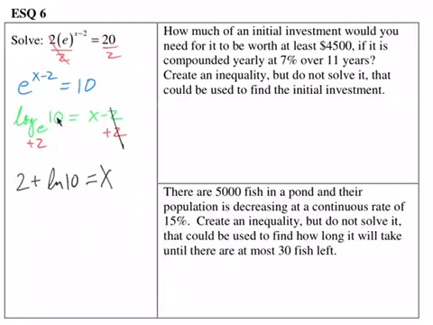Because log base e of 10 is ln 10, and I put the 2 in front because if you put it behind, you're going to make that a 12, possibly, and you don't want to do that. So that's ln 10 plus 2, or 2 plus ln 10 is x. And this is your answer.